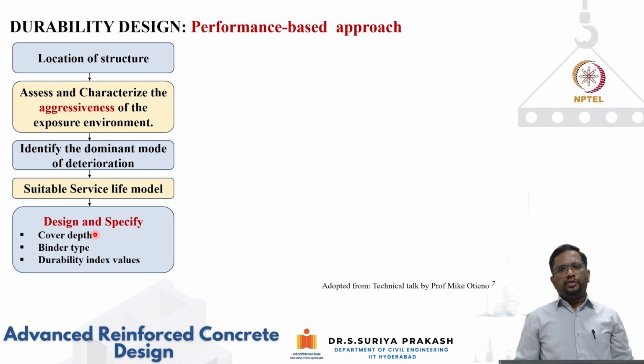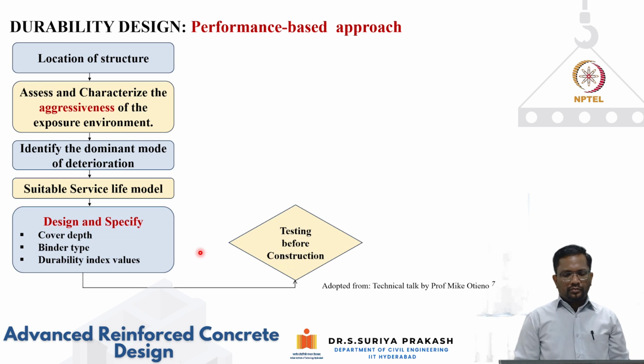Once we have the service life model, then we can design and specify what should be the cover depth to tackle corrosion, what should be the binder type, and what are the durability index values. We will talk about durability index values. They are measured from oxygen permeability or sorptivity tests or from RCPT values. Some codes give you acceptable values for each of them. Using that, we can define what should be the durability index value that we need to design for.